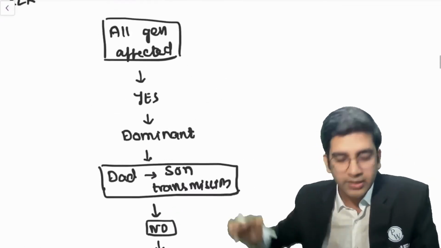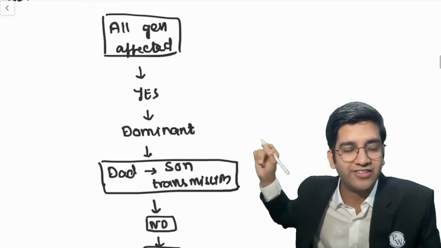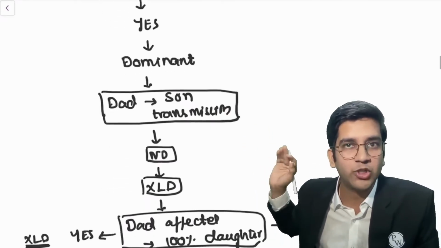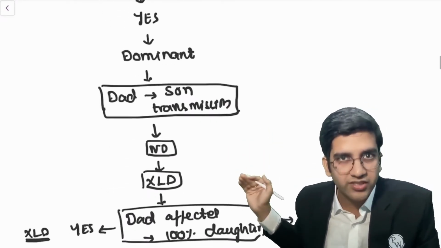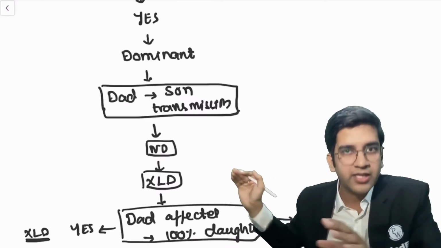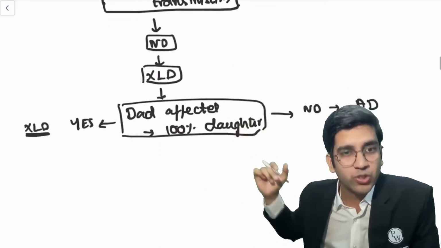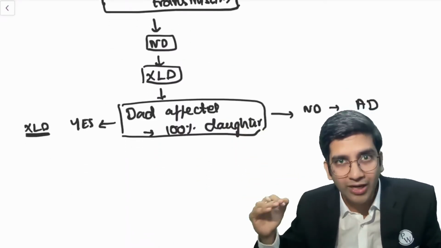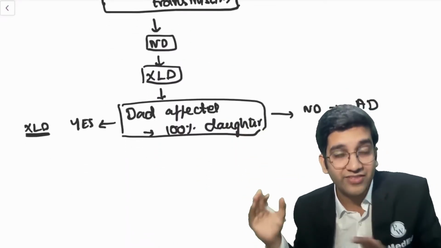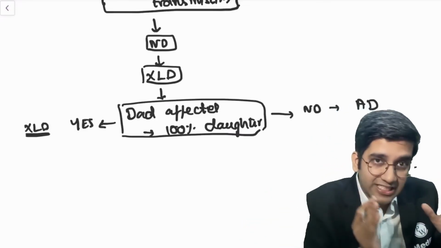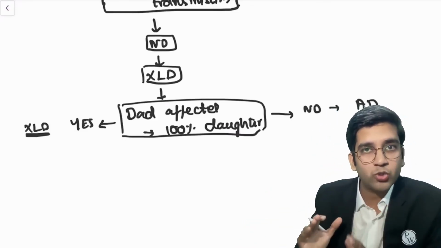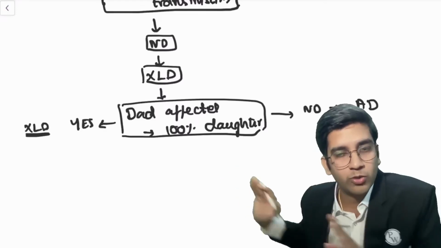If all generations are affected, if the answer to that is yes, I'm dealing with a dominant disorder. The next question is, is there a dad to son transmission? If the answer to this is no, probably an X-linked dominant disorder. The next question is, when the dad is affected, are all 100% daughters affected? If the answer to this is yes, it is confirmed X-linked dominant. If the answer to this is no, it's a confirmed autosomal dominant disorder.